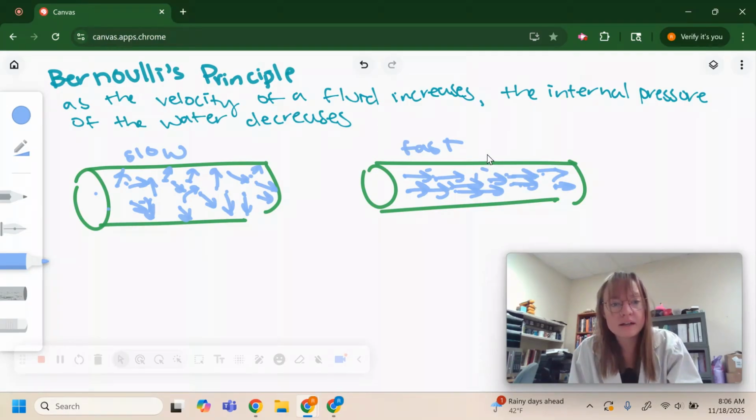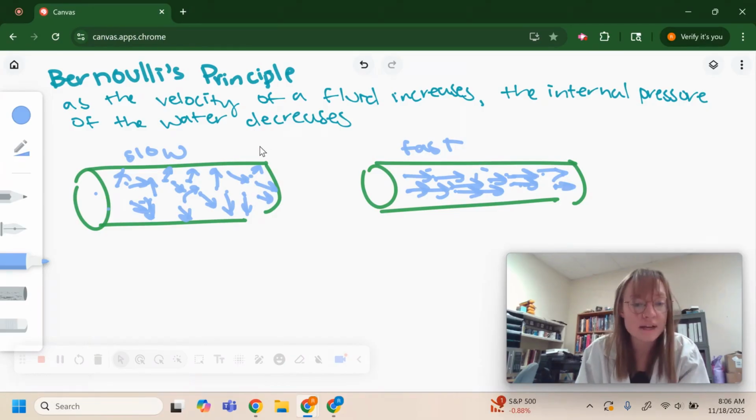Quick pause here. Can you explain to yourself why Bernoulli's principle is what it is? Why do we say that as the velocity of a fluid increases, the internal pressure of that water decreases? And then we'll go through a few examples. One second here.